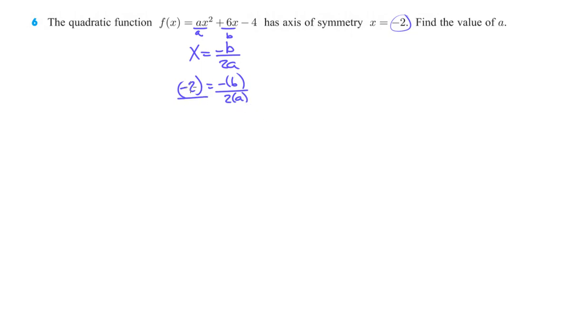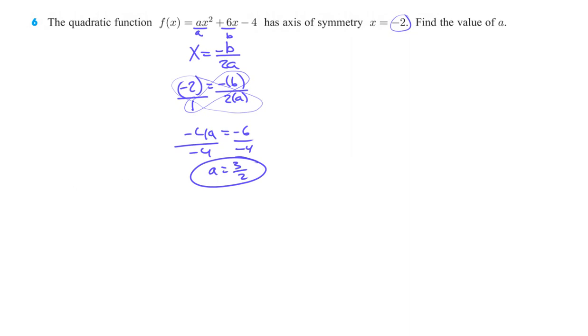If you've got a fraction equaling some other number, if you put that other number over 1, now you can just do cross products, right? Negative 2 times 2a is negative 4a, and then 1 times negative 6 is negative 6. These cross products will always equal each other. Divide both sides by negative 4, and we get that a is 3 halves.